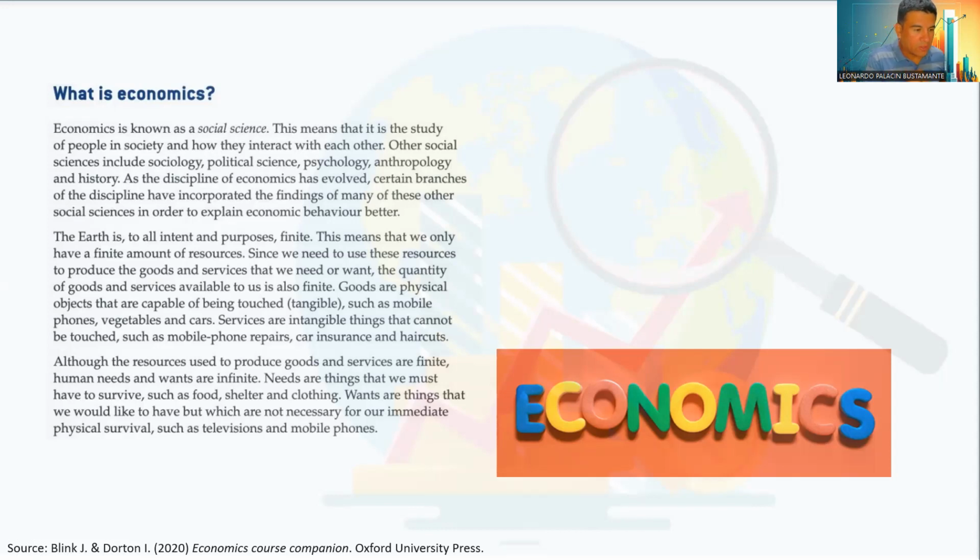So according to this, economics is known as a social science. This means that it is a study of people in society and how they interact with each other. Other social sciences include sociology, political science, psychology, anthropology, and history. So as the discipline of economics has evolved, certain branches of the discipline have incorporated the findings of many of these other social sciences in order to explain economic behavior better.